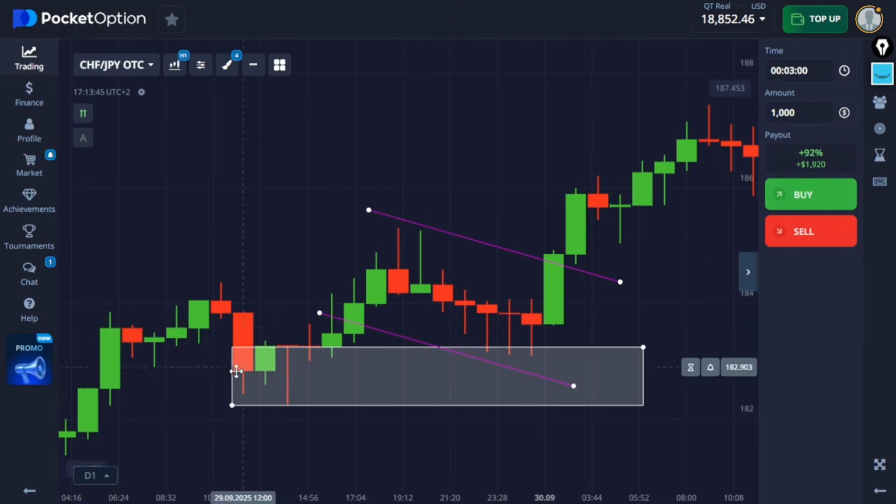Now you'll notice after forming this swing high, CHF JPY pulled back, forming this short-term downtrend, which I've highlighted between these two pink trend lines. I also went ahead and marked out this support zone with this white rectangle, which the price ended up pulling back into. And as you guys know, a support zone is a high probability zone that price could potentially react from.